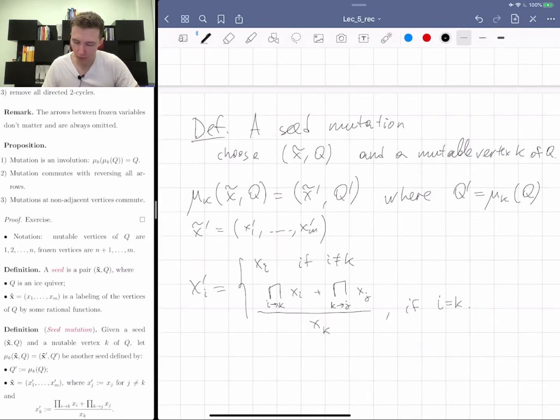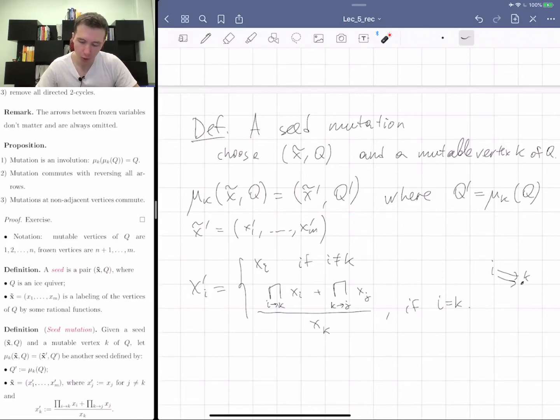Right, so basically I'm taking the product over all incoming neighbors with multiplicities. So if I have some i and then a bunch of arrows into k, then I'm going to get x_i squared times all the other incoming ones, plus the product over all outgoing arrows. And that's seed mutation. So you get a new seed and then you can mutate some more, and so on.